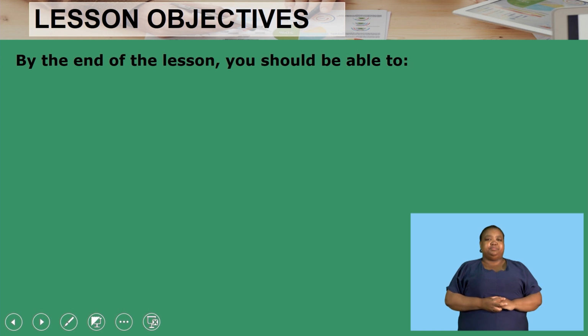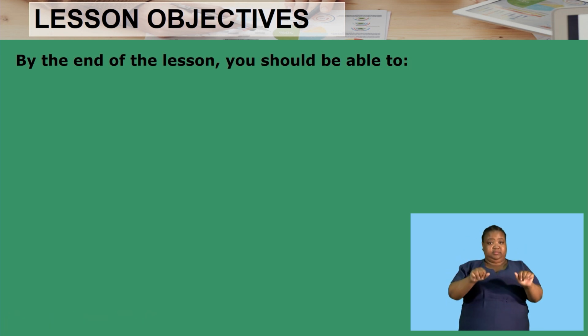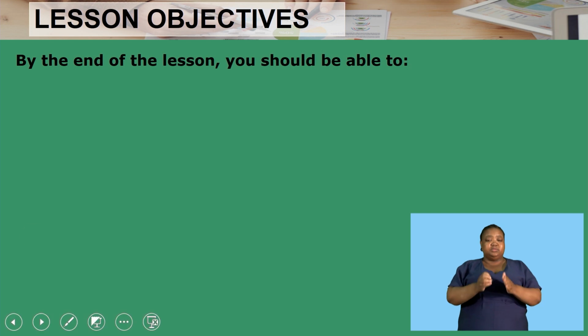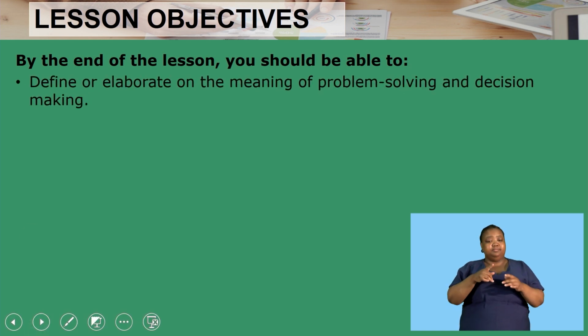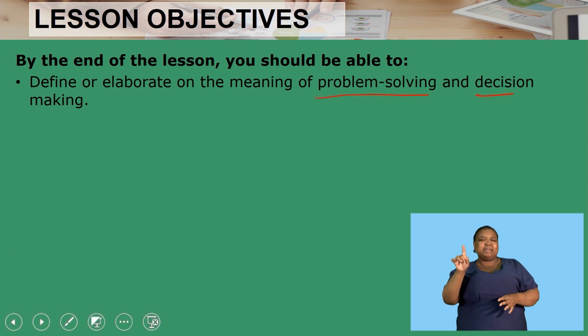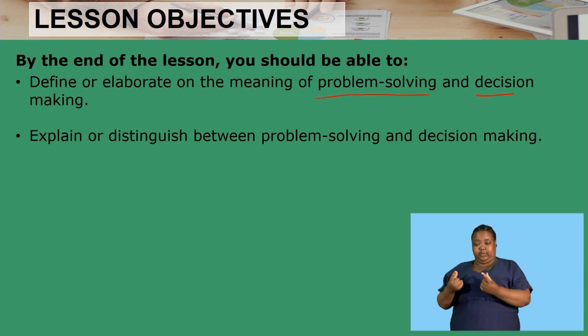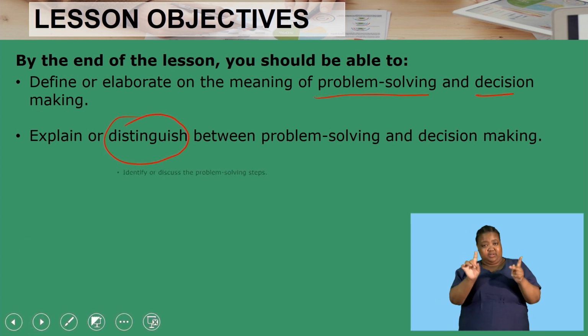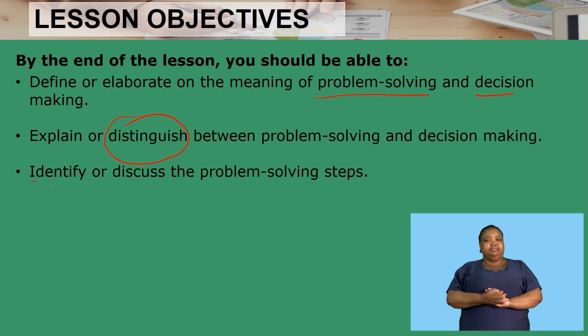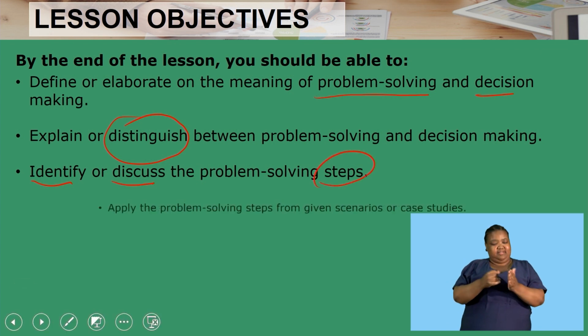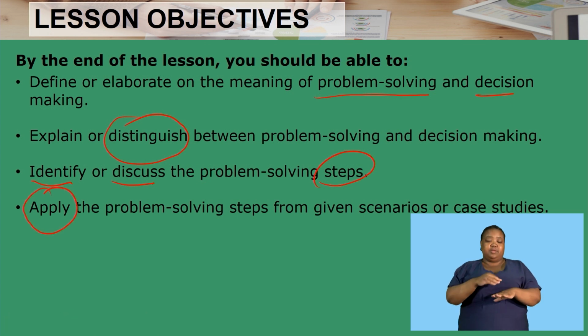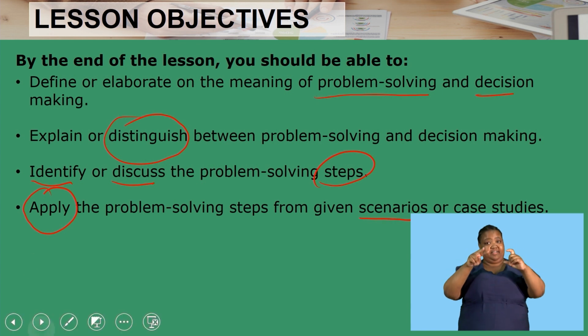Right, so we're going to start with our lesson objectives. By the end of the lesson, as a learner, you should be able to define or elaborate the meaning of problem solving and decision making. You should be able to explain or distinguish between problem solving and decision making. You should be able to identify or discuss the problem-solving steps. You should be able to apply, very important, apply the problem-solving steps from the given scenarios or the case studies.